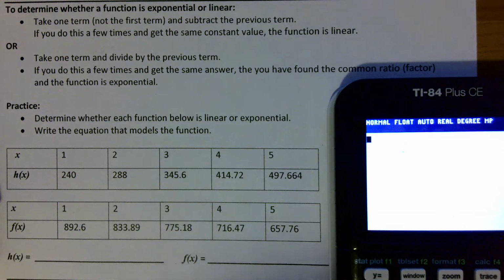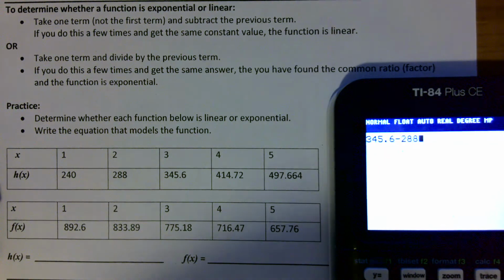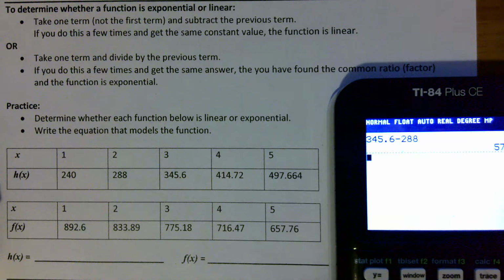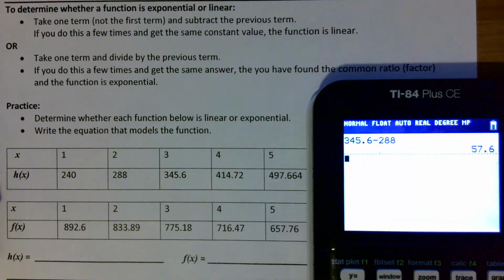I'm going to take one number, 345.6, and I will subtract the previous one, minus 288, and I get 57.6. I'll do that again with a different set of numbers. So I have 288 minus the previous term, 240, and I get 48. So that is not the same result. So that's not a common difference. This is not linear. Let me try exponential.